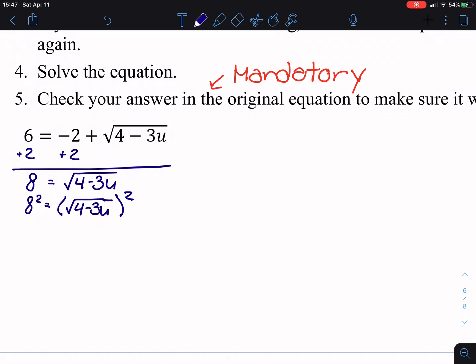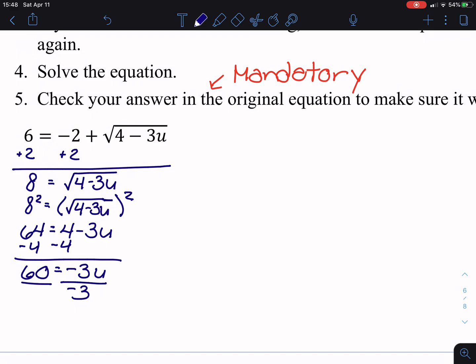What that's going to do on the left side is I'm going to have 8 squared. That's going to be 64. And then on the right-hand side, the square and the square root undo each other, and I'm left with what's underneath, 4 minus 3u. Now I can go ahead and solve for u. Subtract 4 from both sides, and I have 60 is equal to negative 3u. Divide both sides by negative 3, and I have negative 20 is equal to u.